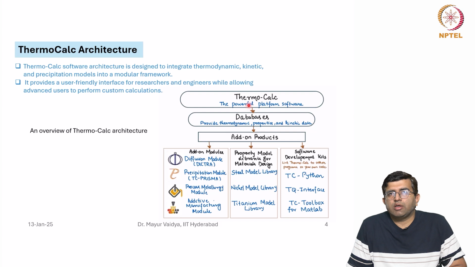So this is the software which uses databases, and the add-on modules are also available. Like I mentioned, you have DICTRA, you have TC-PRISMA, the process metallurgy module, and additive manufacturing now, which is a very hot topic, as you can say. Then property model libraries are available for material design, for steel, for nickel, for titanium. And there are software development kits also available, like TC-Python, the TQ interface, and the TC Toolbox for MATLAB.